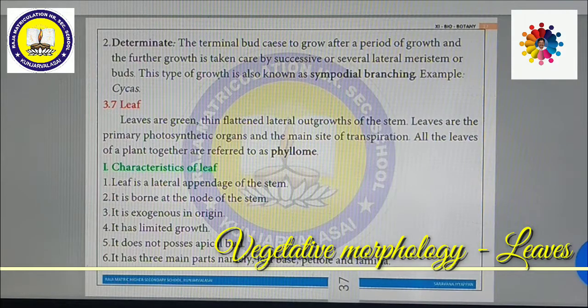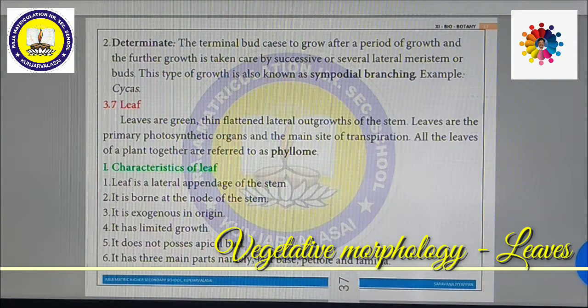Then what are the characteristic features of leaf? Leaf is a lateral appendage of stem. It is borne at the node of the stem. It is exogenous in origin. It has limited growth. It does not possess apical buds.